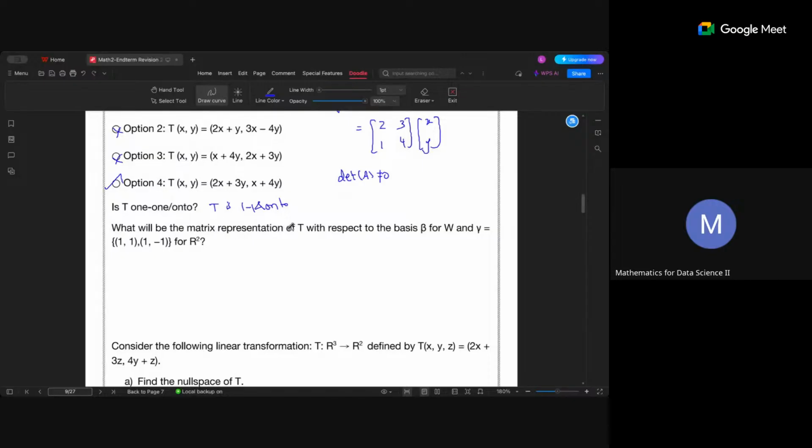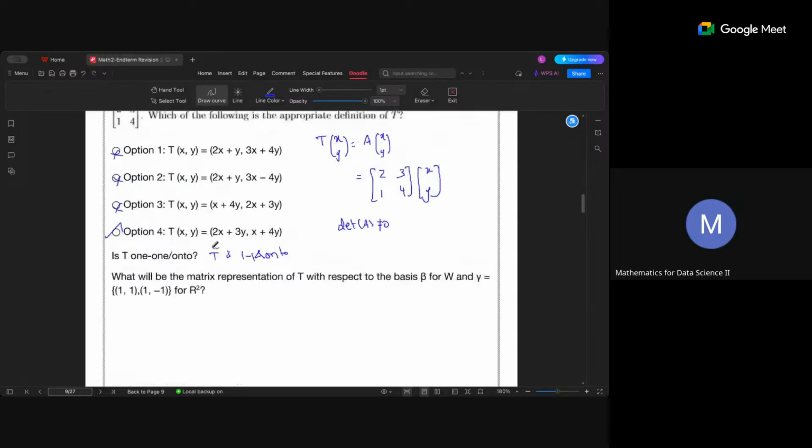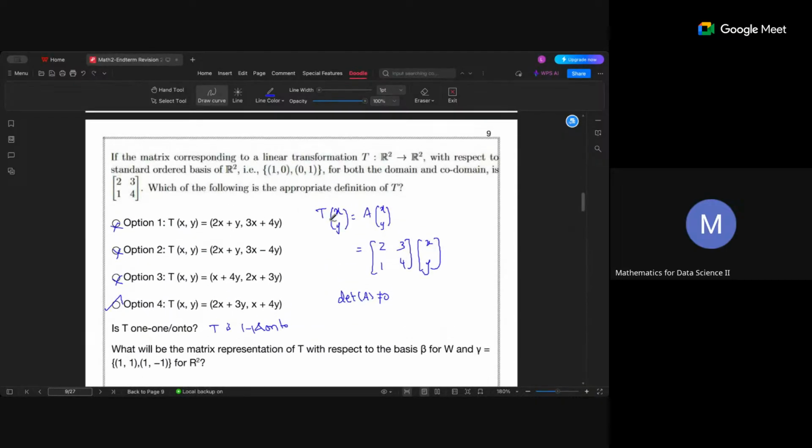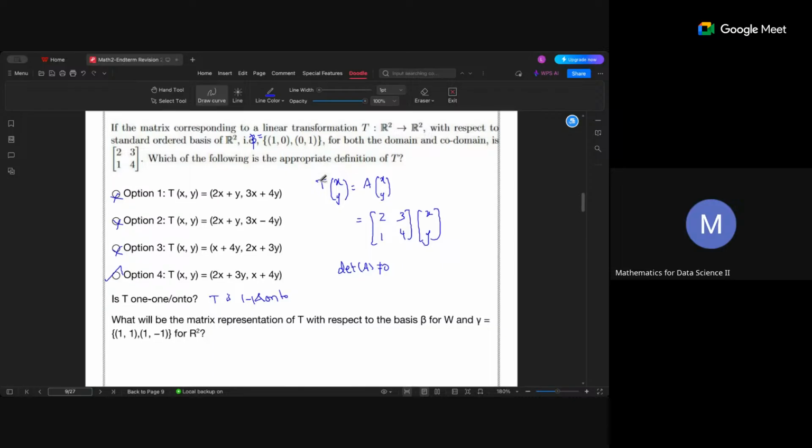And what will be the matrix representation with respect to the basis beta for W and gamma for R2? What is beta here, by the way? Is some data missing? Beta is the standard basis, maybe. If the basis is not given, then we should consider a standard basis. So let's take the standard basis as beta.